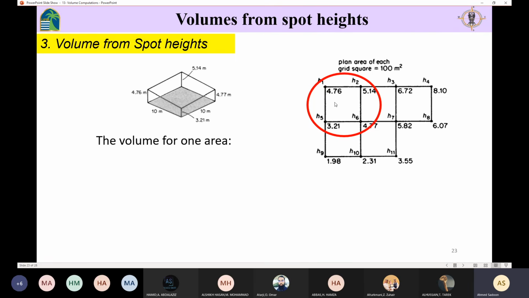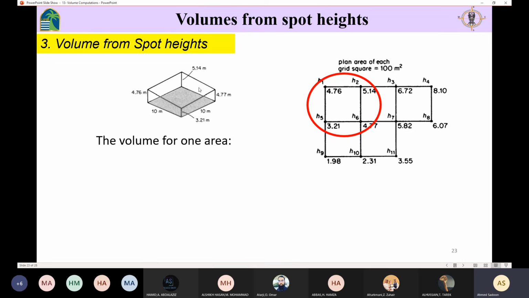So if these numbers represent the depth cut, then this number is the distance from here to here. Okay, this point is the existing point level, and this one is the formation level. I need to excavate from this point to that point. Here also I need to excavate from this point to that point and so on. So let's say that I need to determine the volume only for this part.